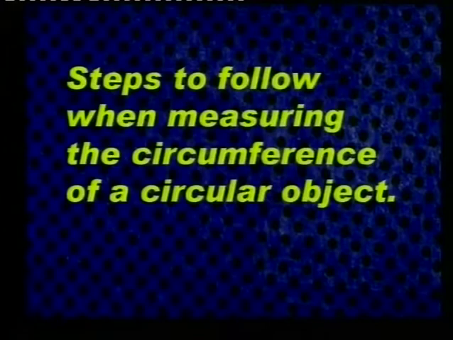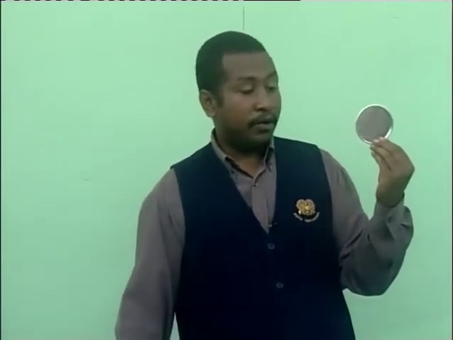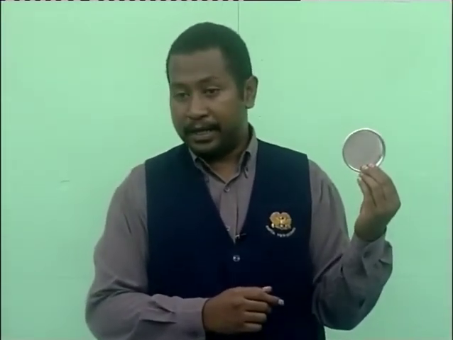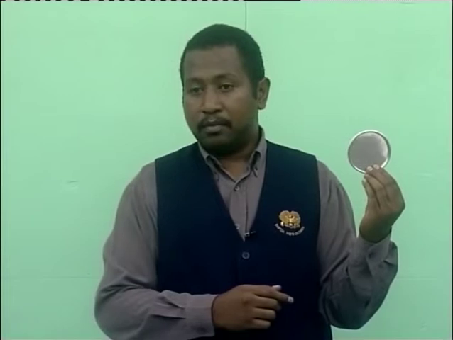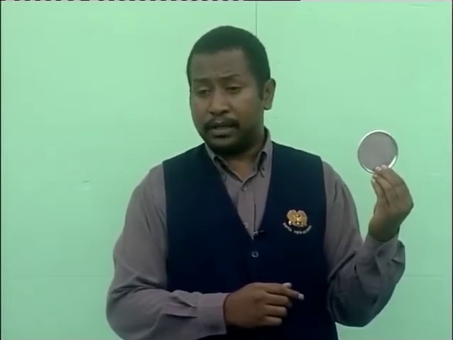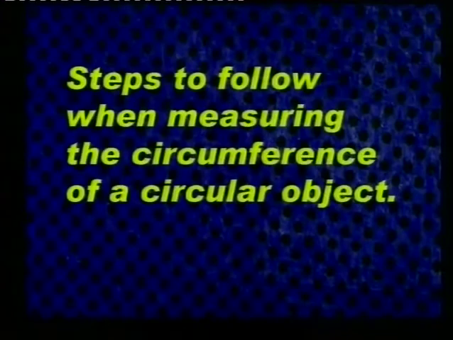Steps to follow when measuring the circumference of a circular object. Okay, find your circular object. As for me, I've got a thin lid. You find your circular object. Okay? Now, step 1. Are we ready? Put out your circular object. Good. Either a coin or a thin lid, any circular objects. Okay? Step 1.